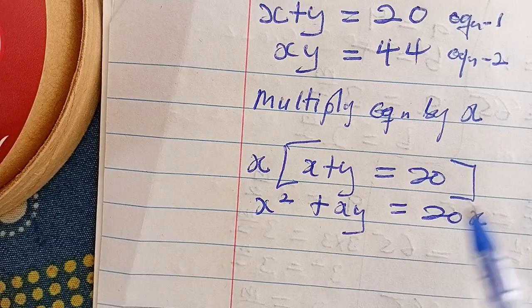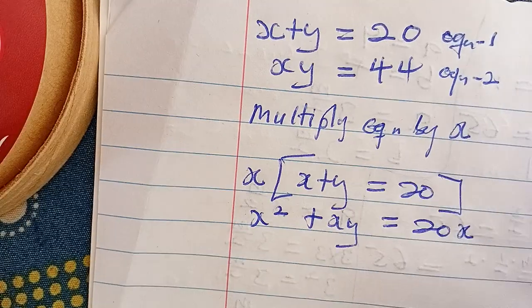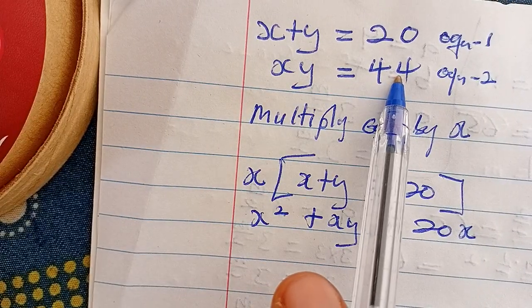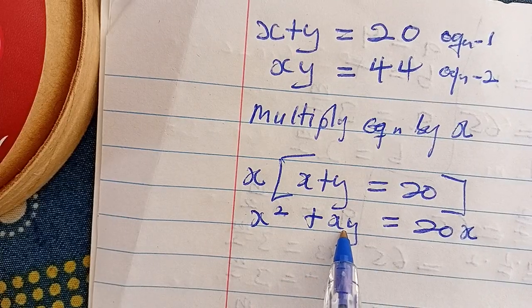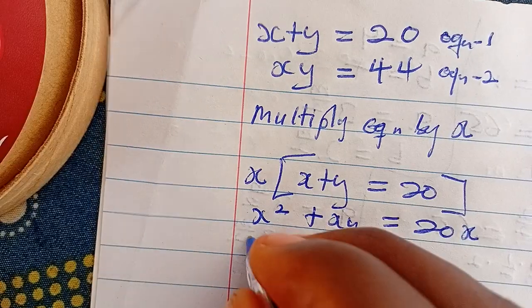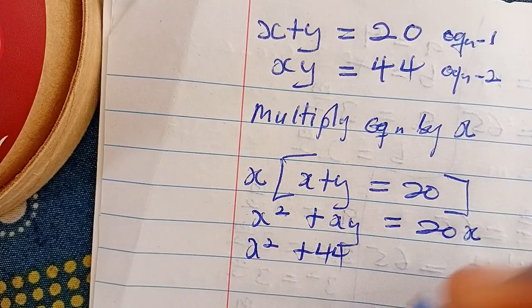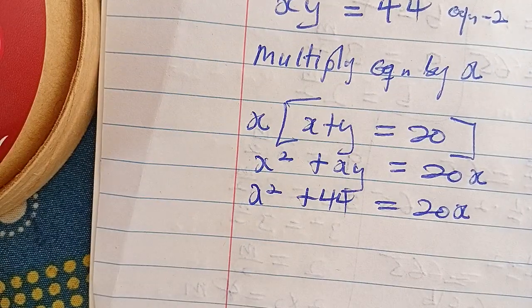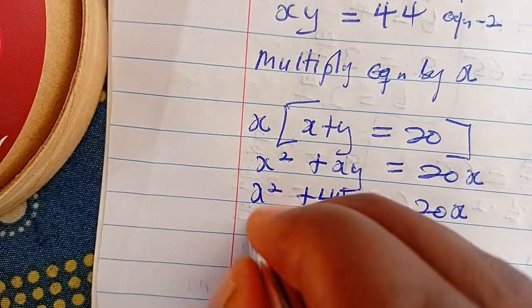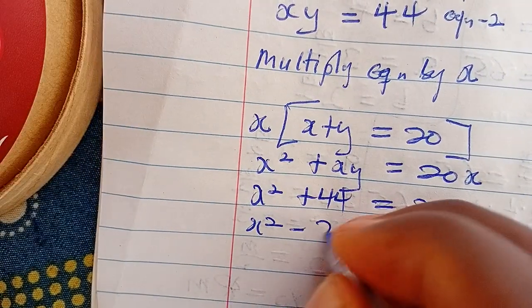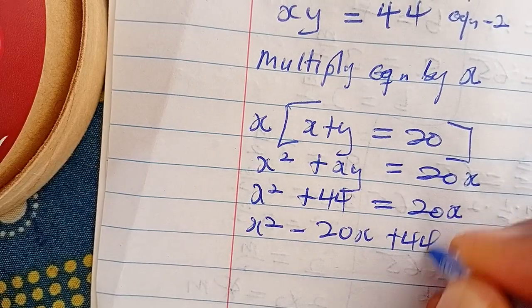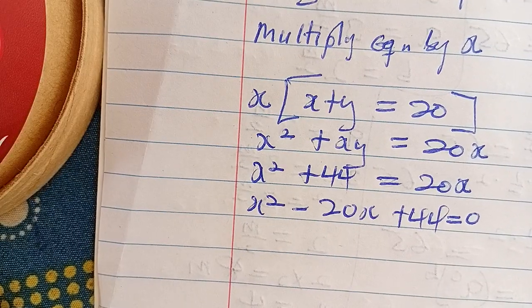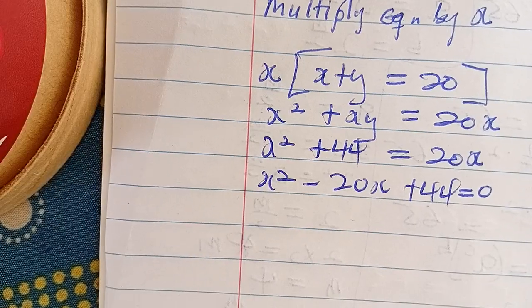Now let's do the substitution. We know from equation 1 and equation 2 that the value of xy is 44. So we can put 44 here. Do you get me? So you're going to have x squared plus 44 equal to 20x. Let's rewrite the equation in another form: x squared minus 20x plus 44 is equal to 0. So you can see we have a quadratic equation.